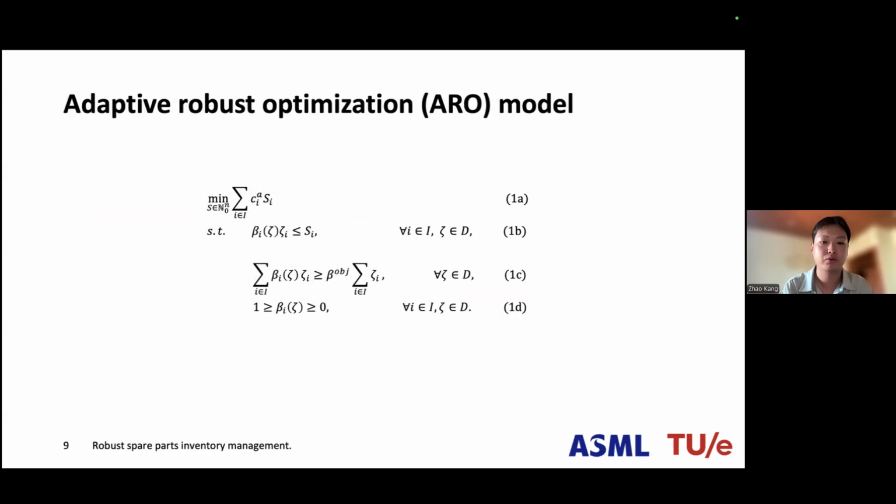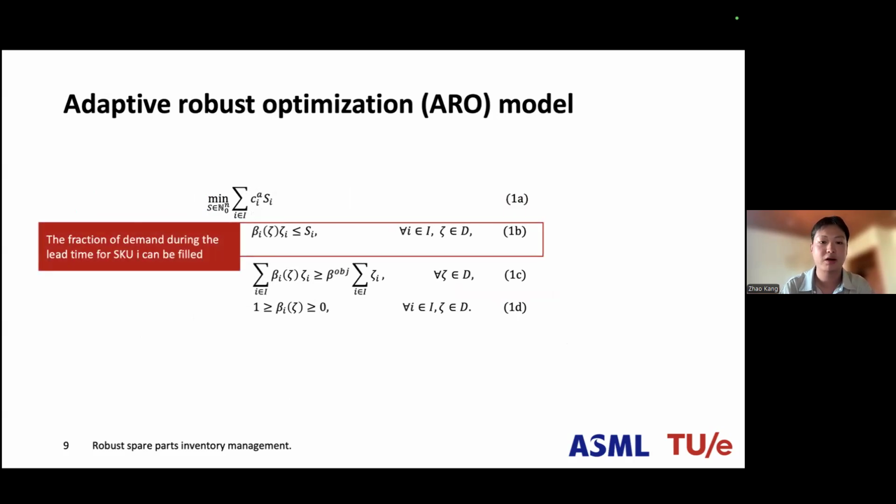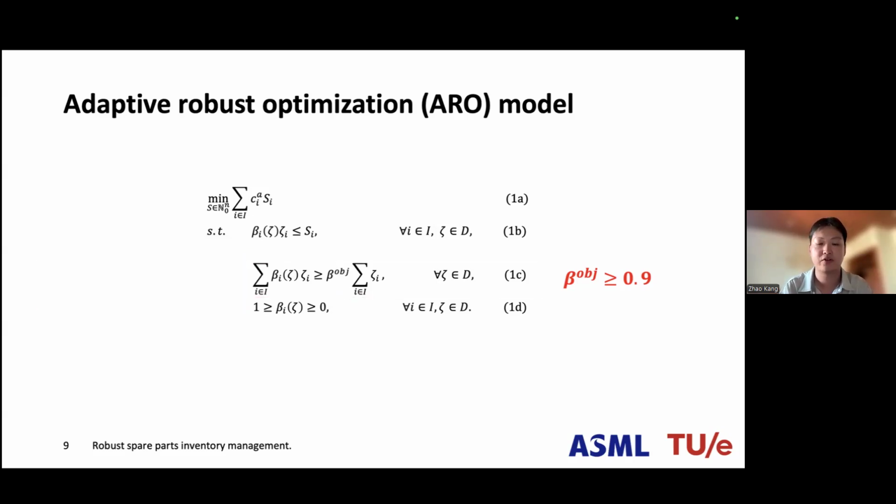This is how our model looks like. The objective function aims to minimize the total inventory cost, which is the summation of the price of SKUs times the stock level. And the first constraint guarantees that for each individual SKU, the stock level S_i should be higher or equal to the fraction of demand we want to fulfill from stock directly. And the second constraint is for the aggregate fill rate. Here you can see we have beta_0, usually it should be higher or equal to 0.9. It means that 90% of the demand should be fulfilled from stock immediately. And based on the definition of fill rate, we have the third constraint.